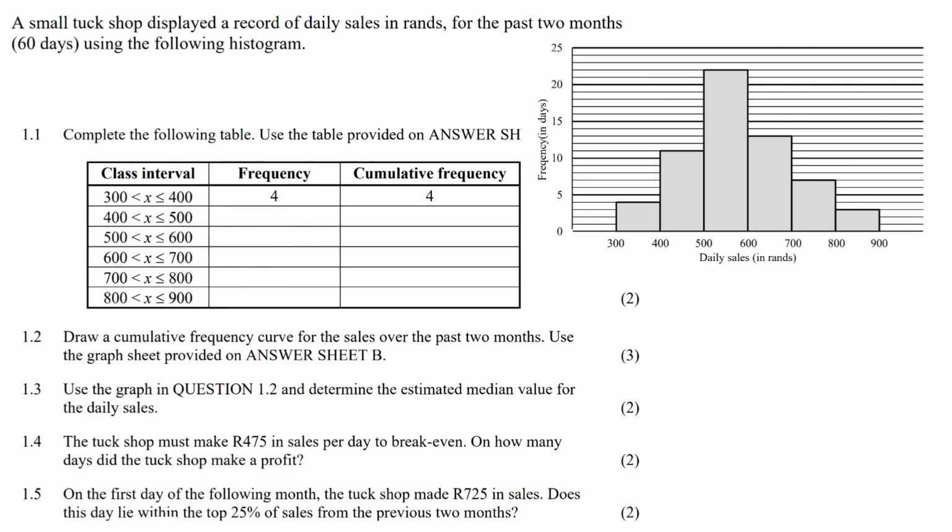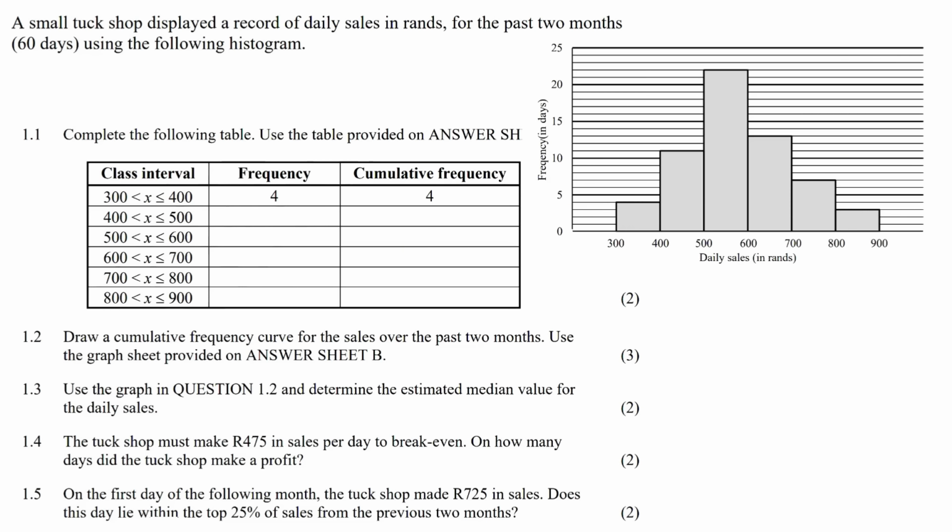Okay, it displays a record of the daily sales in rands for the last 2 months. Now, they want us to complete the table, and you're going to use the histogram to help you. So let me explain. You see how the 300 to 400 category is over here? And can you see that the number is a 4? If you look on the y-axis, it's a 4. So that is how they got that.